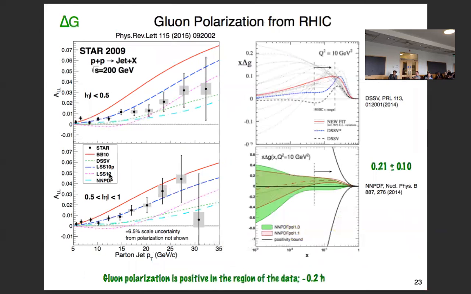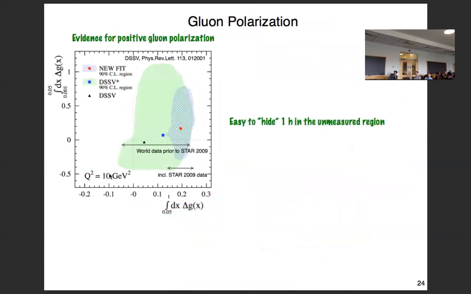So what do you see? Well, in both cases, actually, we discount the x times delta G over a limited range is positive. The integral agrees. It's about 0.2 units of h-bar, with an uncertainty that is about half to a third. It's positive.